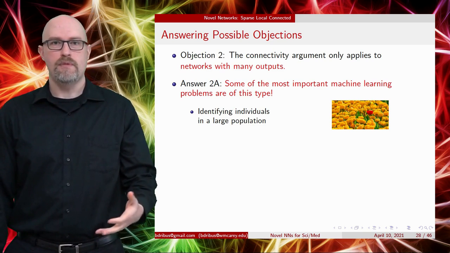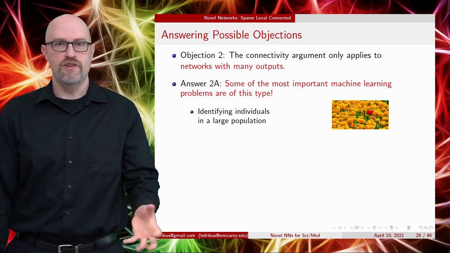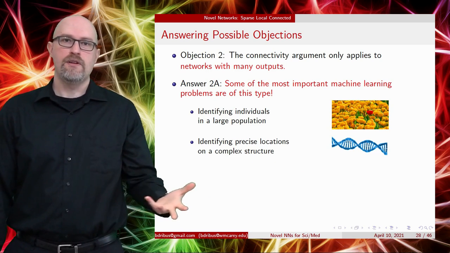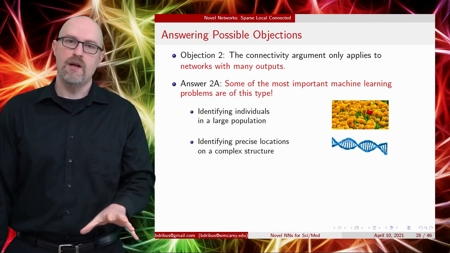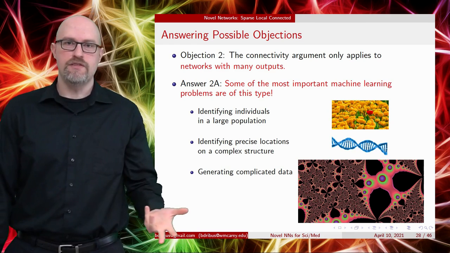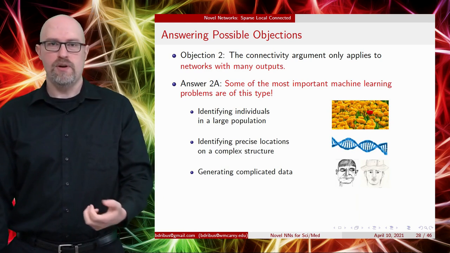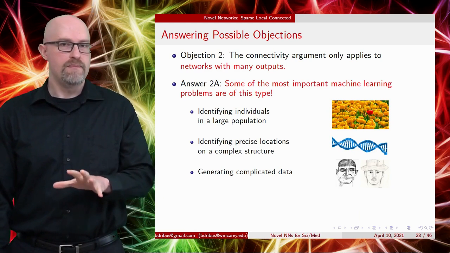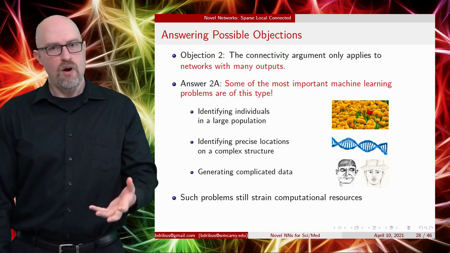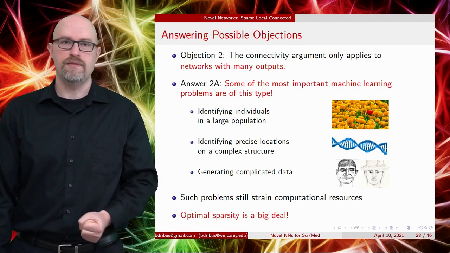A second general problem of this type is identifying precise locations on a large and complex structure. Such problems arise in genetics, for example. A third such type of problem occurs when we ask a network to generate some complex data, for example by asking it to generate an image from a verbal description, as in a police sketch. Besides being important, problems like this require networks with many millions of edges that take significant time and resources to train. This calls for the sparsest architectures possible, making hybrid advantage particularly attractive.